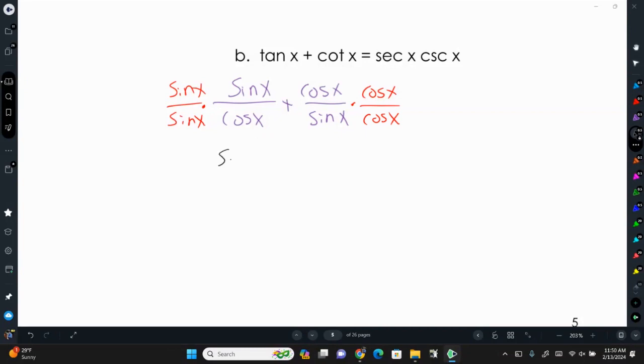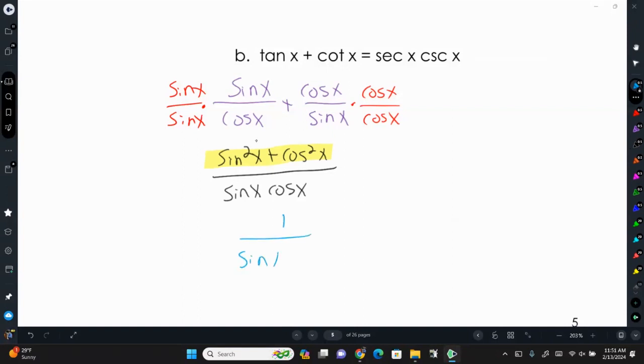So this will give us sine squared x plus cosine squared x over sine x cosine x. Well, according to our identity sheet, this right here, sine squared plus cosine squared, is equal to 1. So this is 1 over sine x cosine x.